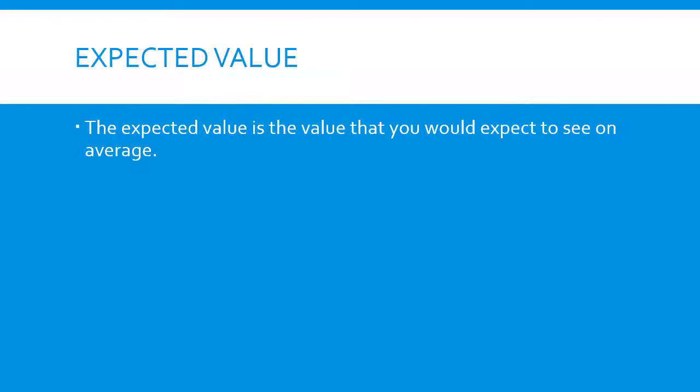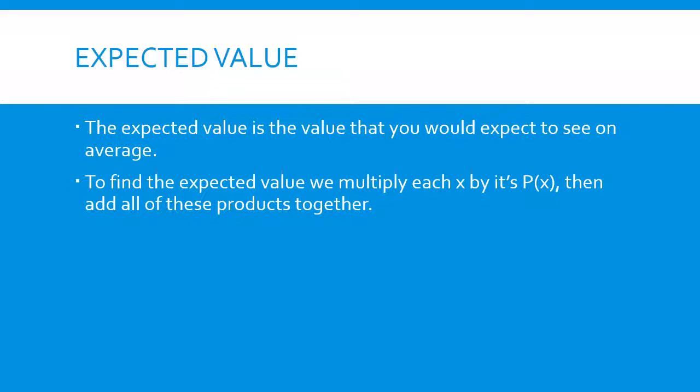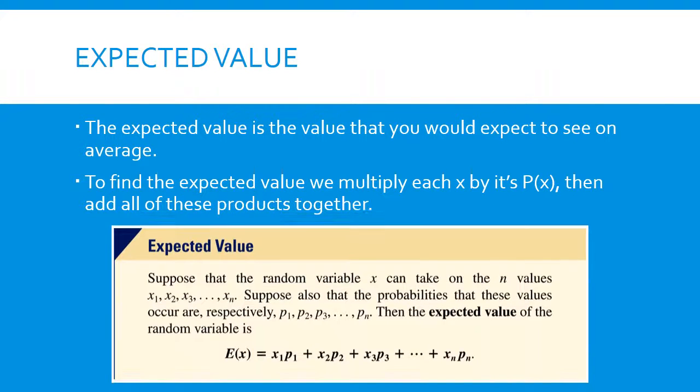The expected value is the value you would expect to see on average. To find the expected value, we multiply each x by its probability, and then we add all of these products together. And that's what this is saying. So you take each x value, you multiply it by its own probability, and then all of these products you get for the entire set or the entire table, you're going to add together.